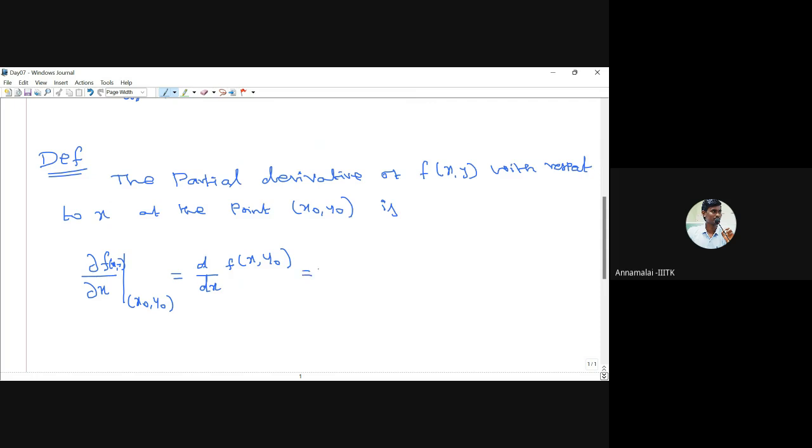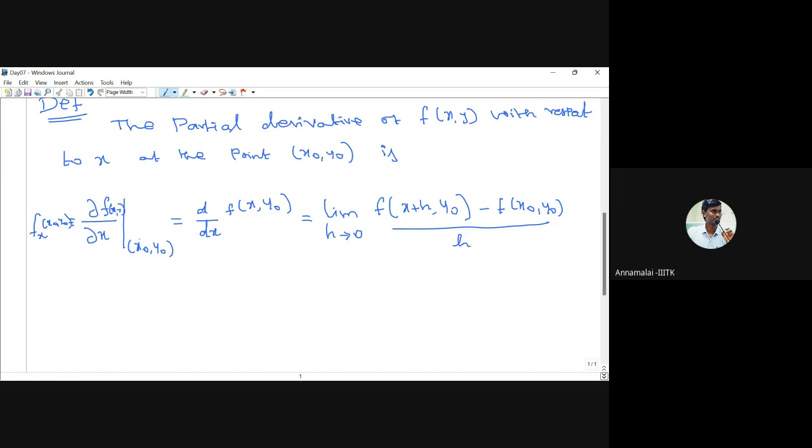Now, when this limit exists, we can say the limit is of f(x naught + h, y naught), because only the first variable varies and the second variable is fixed, minus f(x naught, y naught), divided by h. If the limit as h goes to 0 exists, then we can write this as the derivative of f with respect to x at the point (x naught, y naught). So simply we can say f suffix x at the point (x naught, y naught). Okay, so this is the partial derivative of f with respect to x.